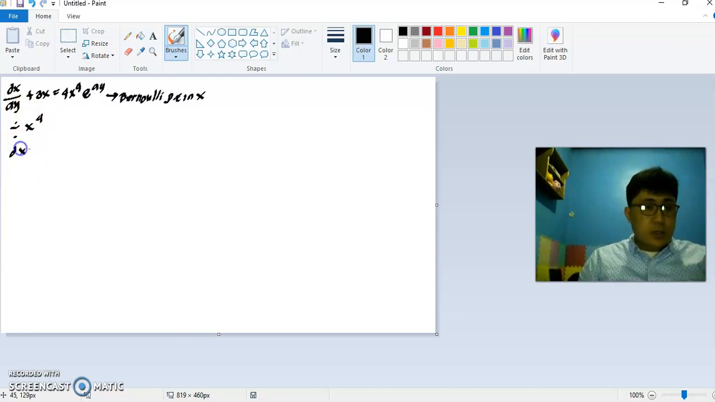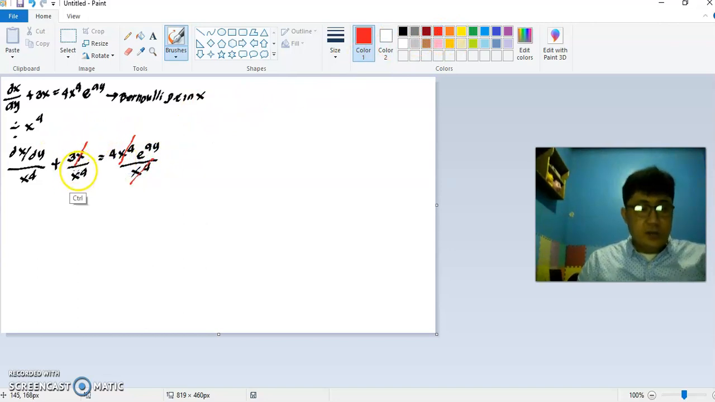We have dx over dy all over x raised to the power 4 plus 3x over x raised to the power 4 equals 4x raised to the power 4 e raised to the power 9y over x raised to the power 4. So we'll cancel this one and this one. We could simplify this one and cancel this one.